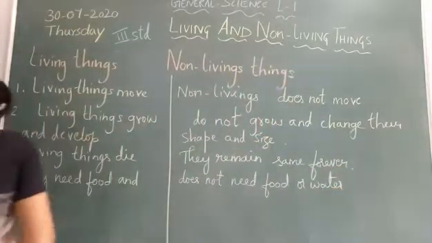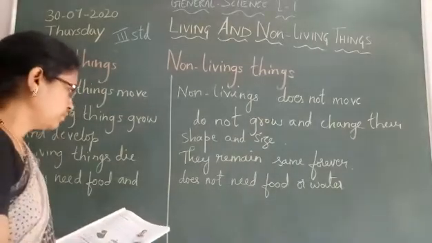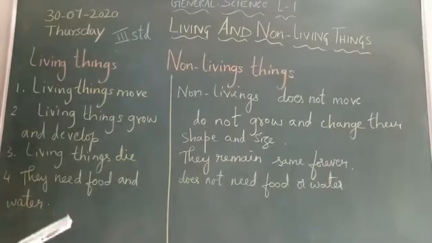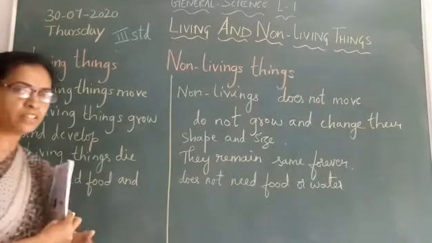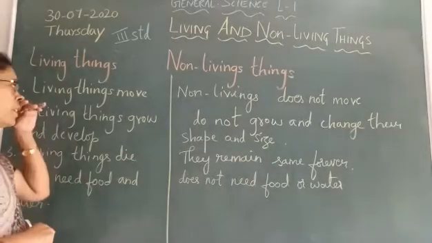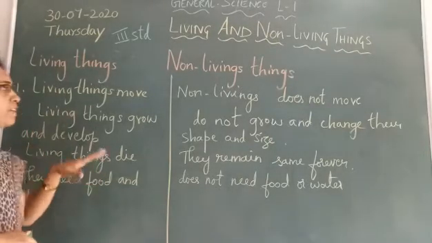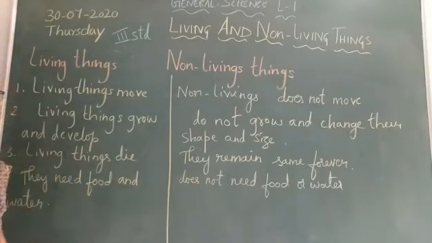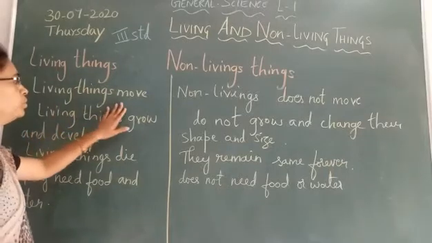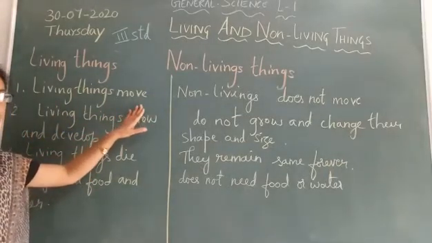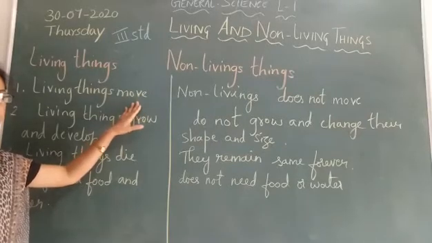Okay, children, 4 points I have done for today. The remaining 2 points I will do in the next class. So let me revise. Sorry, children, let me repeat. The characteristics of living things and non-living things: today I have done 4 points, isn't it? Living things move from one place to another in search of food, water and shelter.